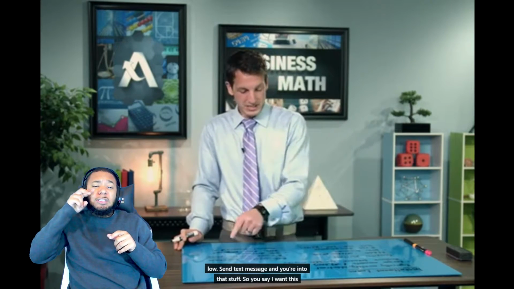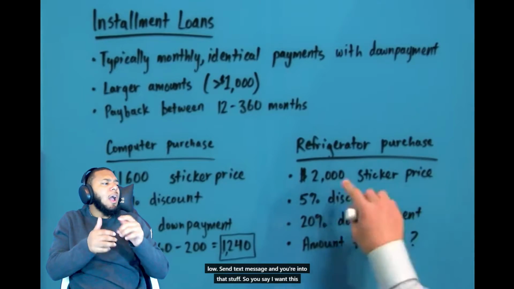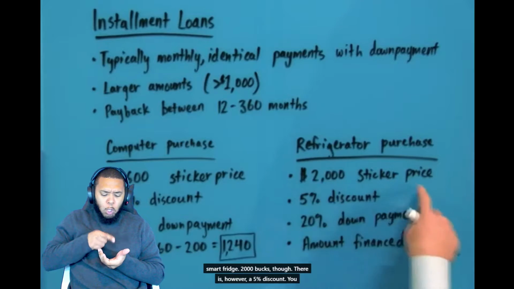Now we have the refrigerator purchase. This is a beautiful refrigerator. Oh man, it's like one of those smart refrigerators. It can send you a text message when you're out of milk because it has a camera inside and it can look and see the level of the milk and say, your milk is low, send text message. And you're into that stuff. So you say, all right, I want this smart fridge, $2,000 though.